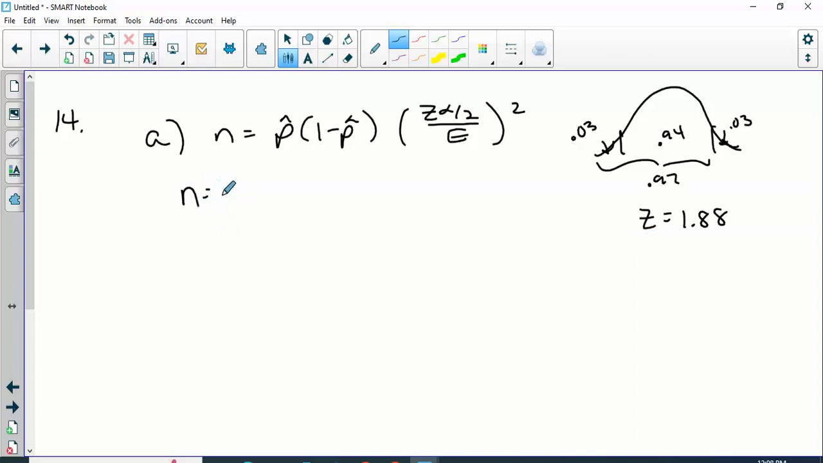Our p hat that we're using is the prior estimate, which it said was 0.34. The z alpha over 2 we just looked up. What is my error? You said within 2.5%, so 0.025. So plug this into our calculator.